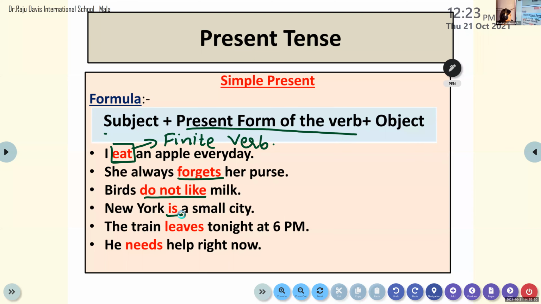Okay, now look at the next example, second last one. Leaves. Finite verb, which helps us to identify the tense. Okay, last one. Needs. The finite verb in the last sentence is needs, right? So these are the different present forms of the verb, which help us to identify the tense form properly. Such verbs are called finite verbs in English grammar.